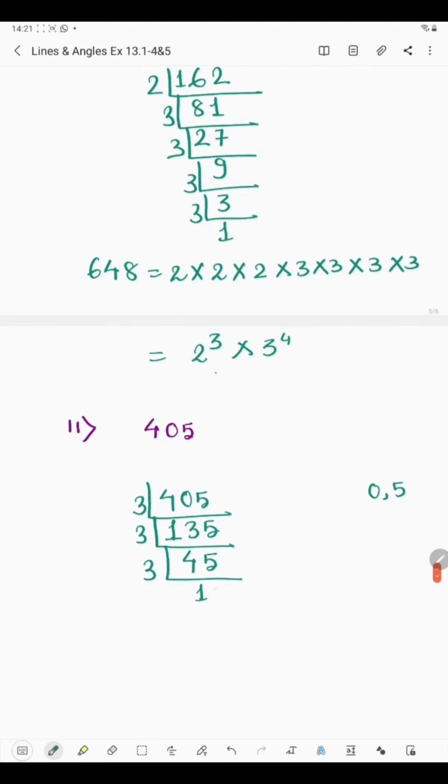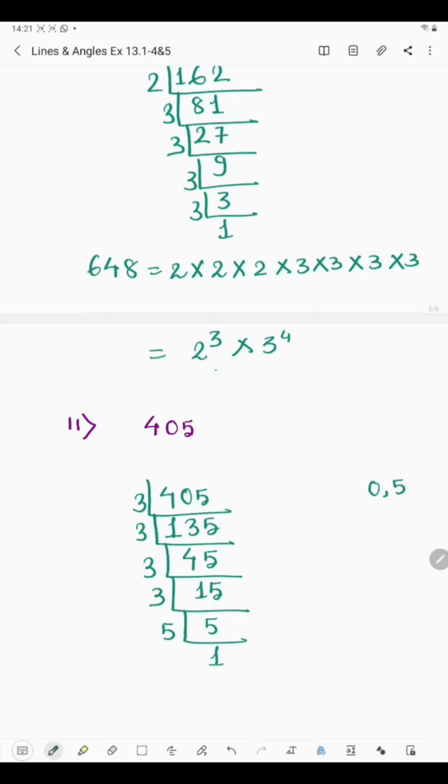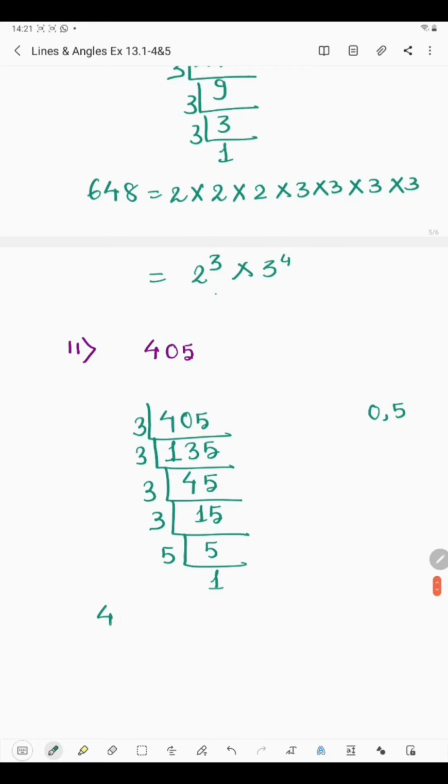So 3 1s are 3, 3 5s are 15. Then 3 5s are 15 and 5 1s are 5. So we have got all the prime factors of 405. So here we have got 1, 2, 3, 4, 4 3s we have got and 1 5 we have, right?